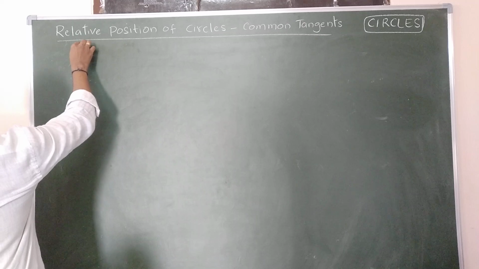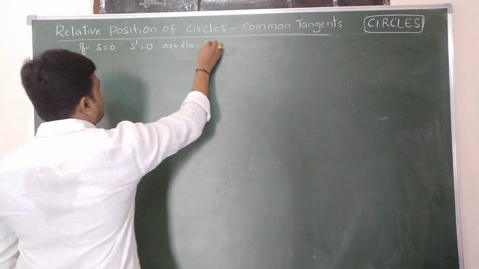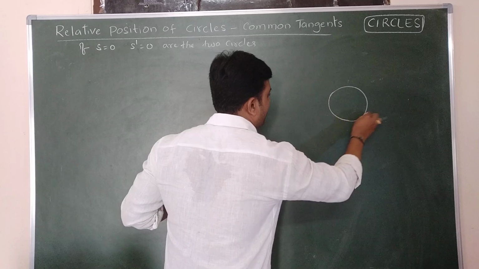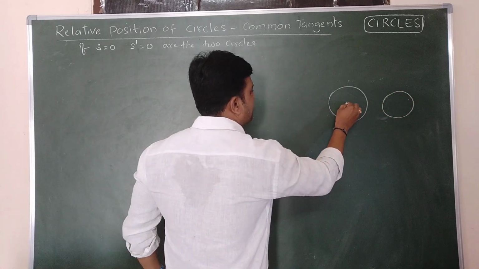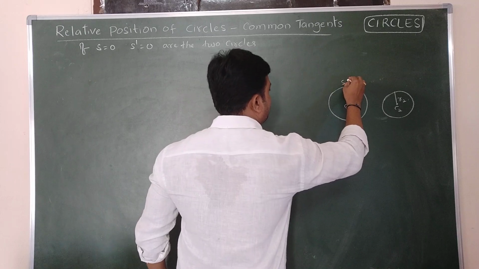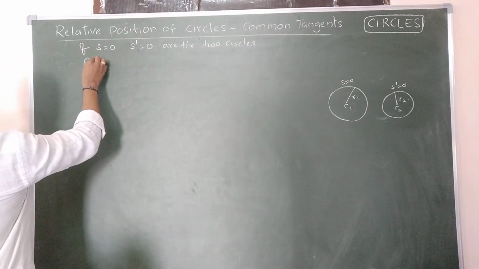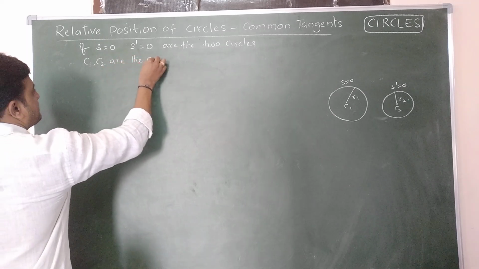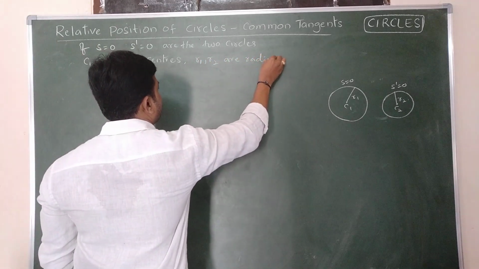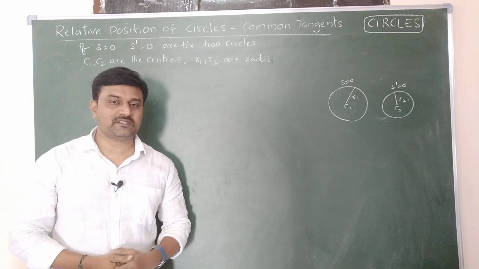If S equals 0 and S dash equals 0 are two circles like this, C1, C2 are the centers, and R1, R2 are the radii, that means the radii of circles S equals 0 and S dash equals 0 respectively.